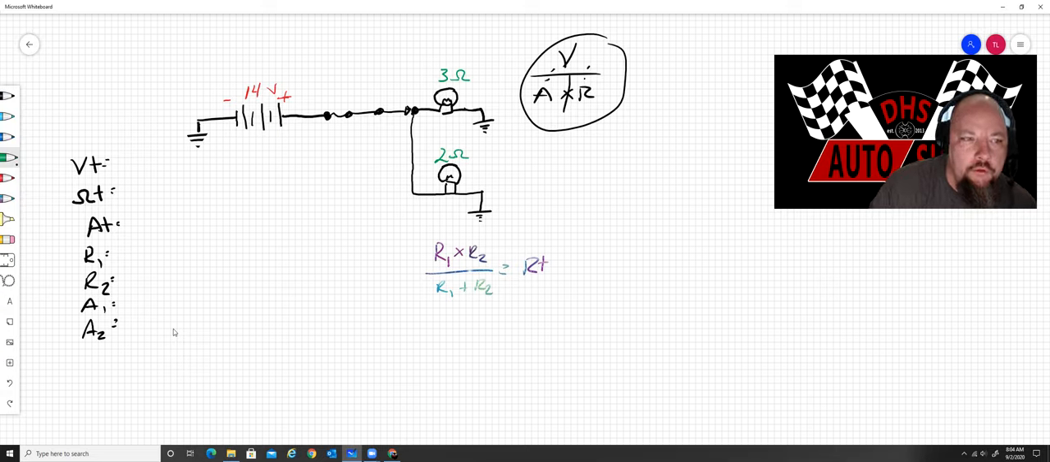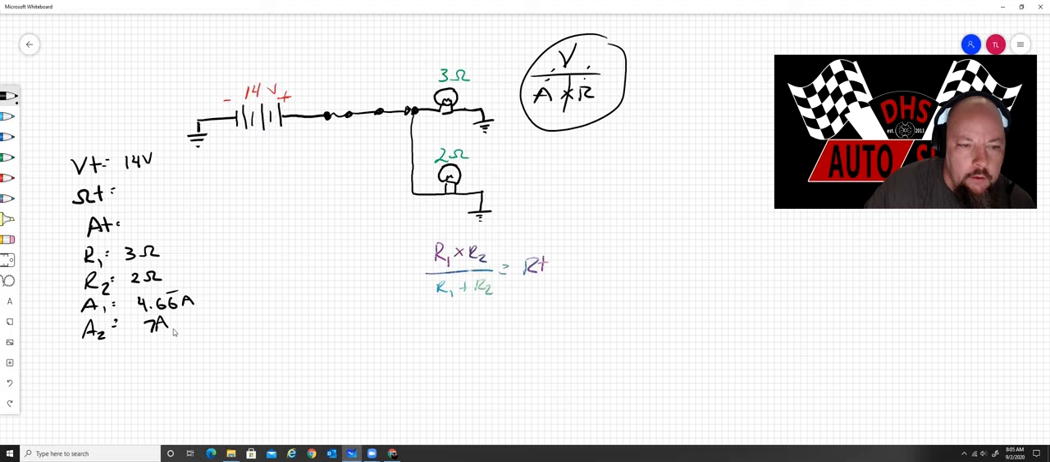Our voltage total in the circuit is 14 volts. R1 is 3 ohms. R2 is 2 ohms. In order to figure out the amperage of branch 1, we have to do 14 divided by 3, and 14 divided by 3 is 4.66 repeating. Okay, and that's going to be amps. 14 divided by 2 is 7. At least that one's nice, right?